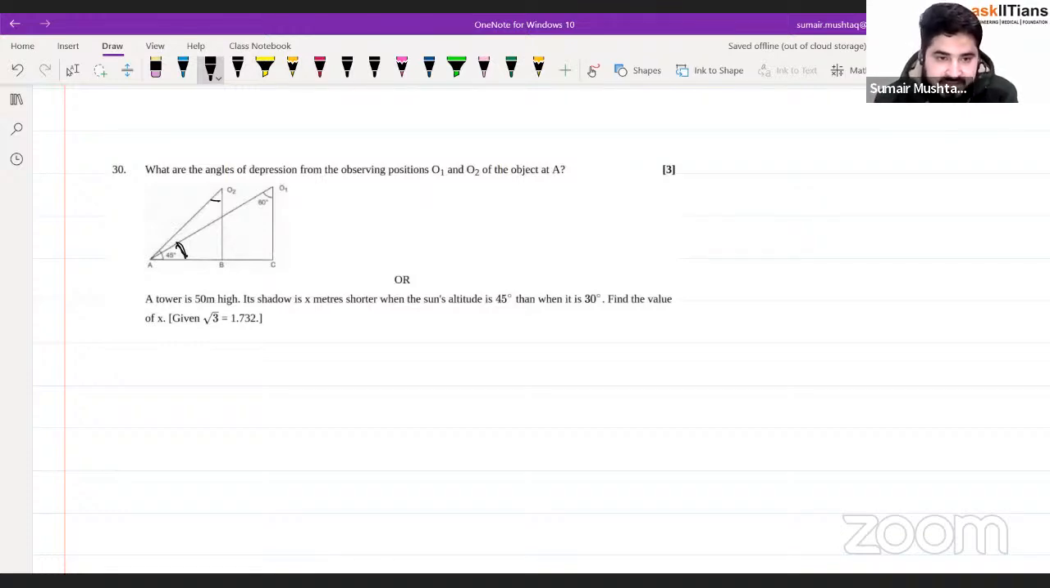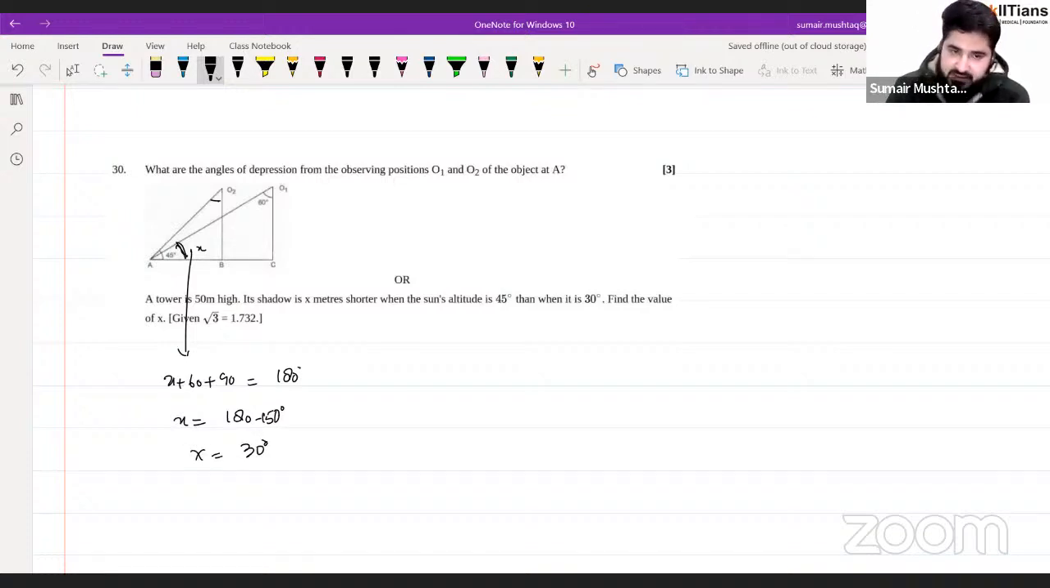See, you can easily say this angle A, let us suppose this is X. So I can say X plus 60 plus 90 is equal to 180, isn't it? So X is equal to 180 minus 150 degree. So X I got is 30 degree. If X is 30 degree, this will be 15 degree, right? Now I need to find angle O2 as well. So obviously this is 45, this is 90 degree, this will be also 45. The question is done. So just prefer the easy questions to do.